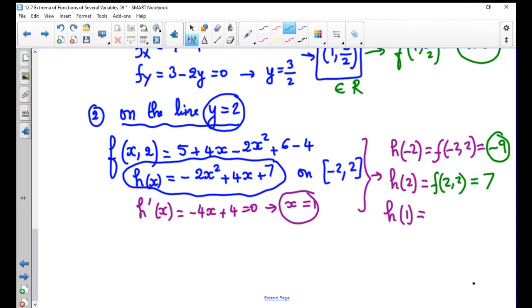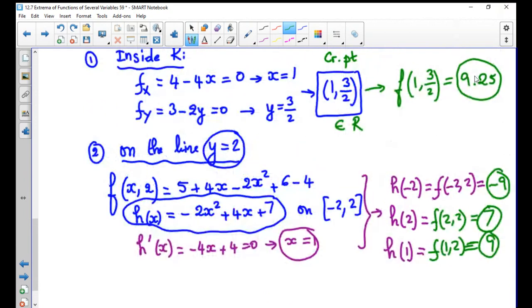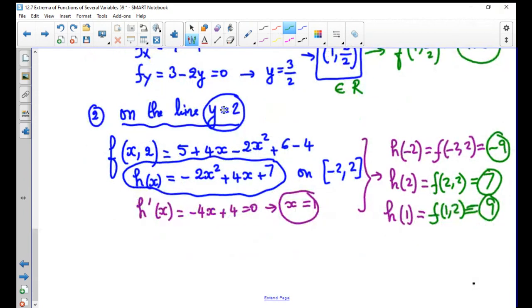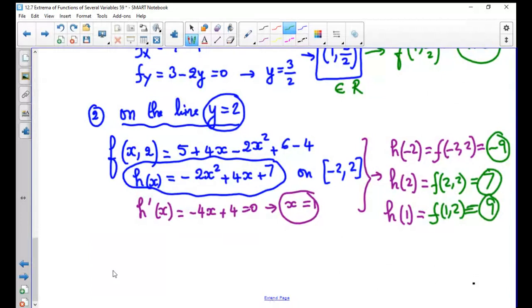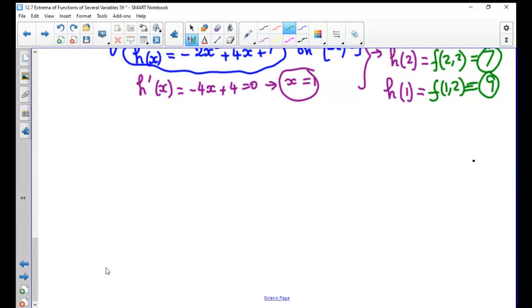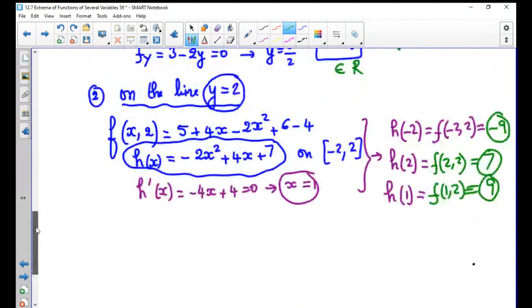This is 7, yeah, if you substitute. And finally, this is f of 1, 2, which will also be 9 like this. Okay, so we have another three values to add to this value here. So on the line y equal 2, here are the possible maximums or minimums: minus 9, 7, or 9. Okay? Now I will do the same thing on the line y equal minus x.